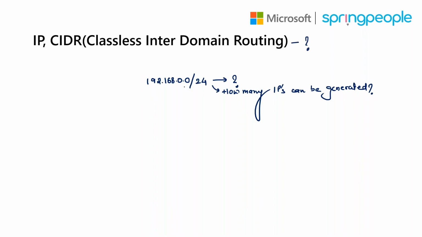Now, 192.168.0.0/24 is called CIDR. This is called classless inter-domain routing. And how many IPs can we create? 256. But the question is how you came to 256.